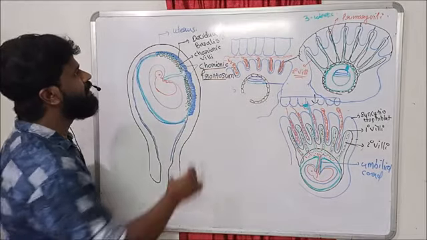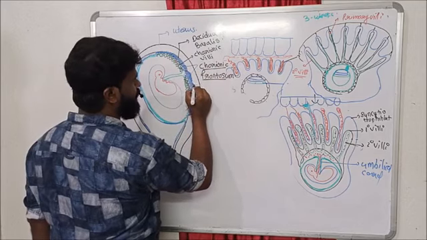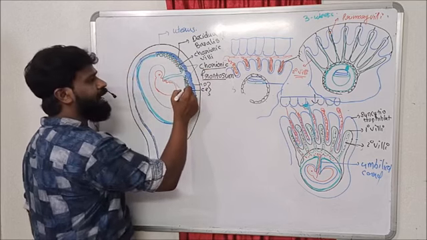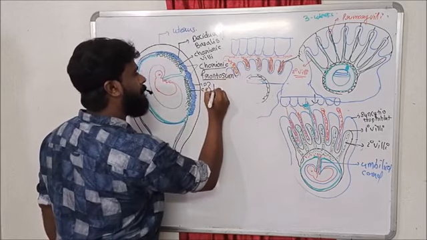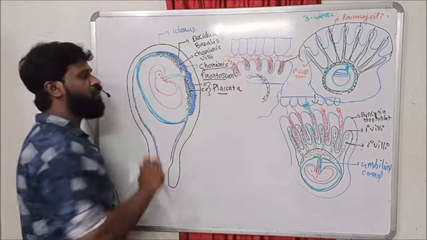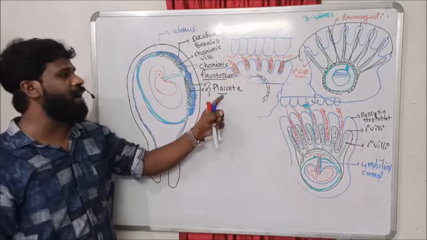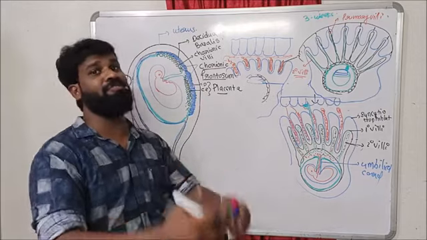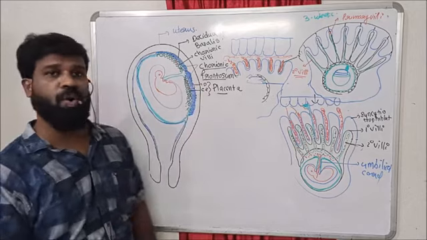And here, this is the decidua and this is the chorionic frondosum. This decidua basalis along with this chorionic frondosum are together called the placenta. So this is the structure and formation of the placenta.